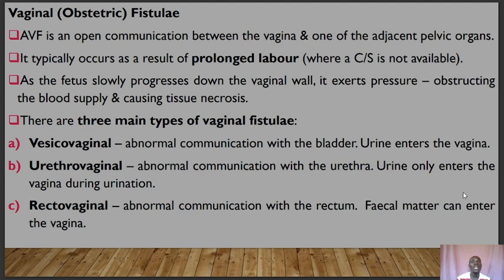Lastly, we have the rectovaginal fistula, which is an abnormal connection between the vagina and the rectum. So what happens? The rectum normally has the fecal matter, so fecal matter can enter the vagina. That means you have a rectovaginal fistula.